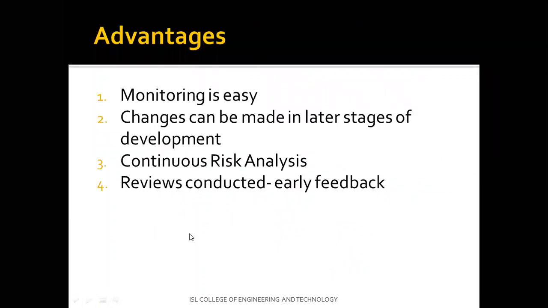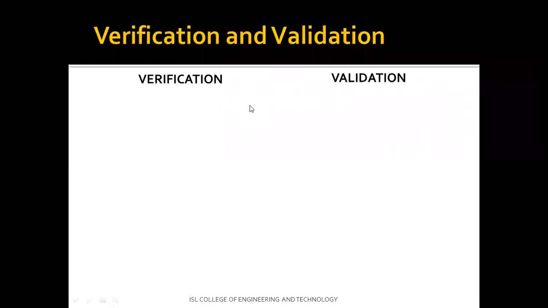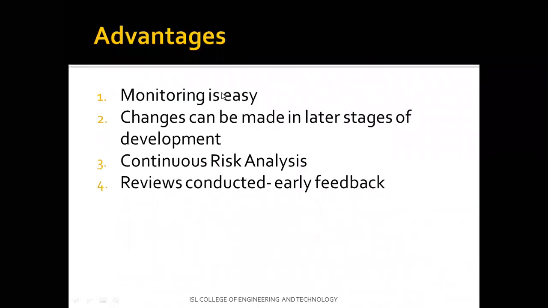Now, a few advantages of the spiral model is that monitoring becomes very easy. The monitoring of the software is very easy while you're using the spiral model. Then changes can be made in later stages of the development, because every time you're developing a new prototype, you're not using the same old one. You can add changes as you're developing a new prototype.